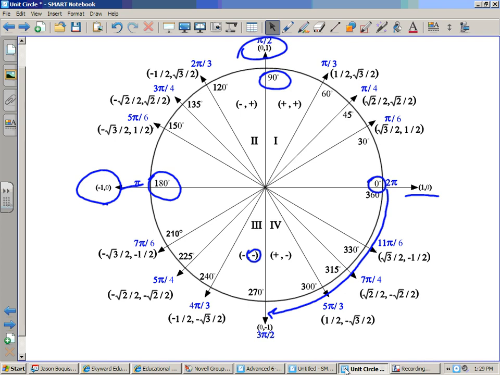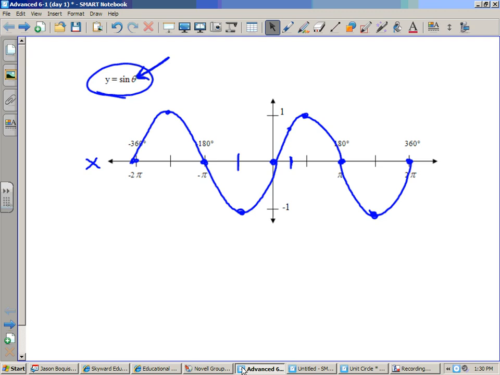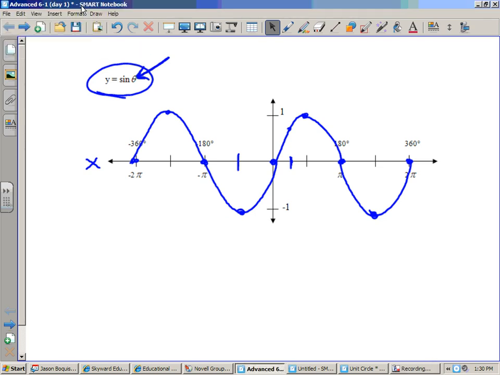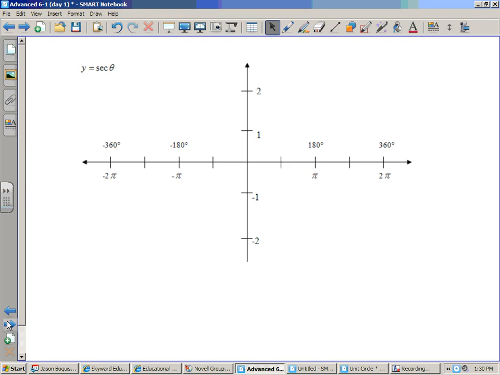Because is there any really places with sine that cause any trouble? No. Are there any places with cosine that cause any trouble? No. But I am going to do another one with you because there are some places on this other one that can cause some trouble. And the one I want to do is secant. Secant is known as 1 over, which one? Sine. 1 over cosine.